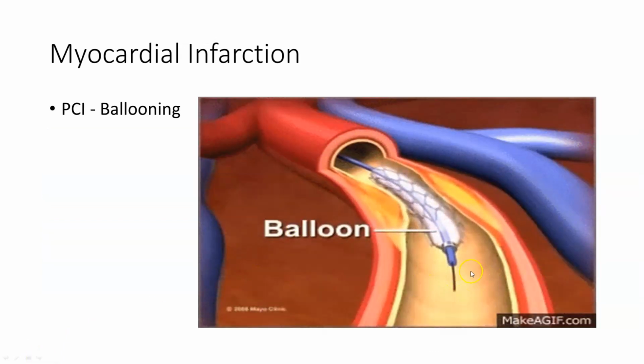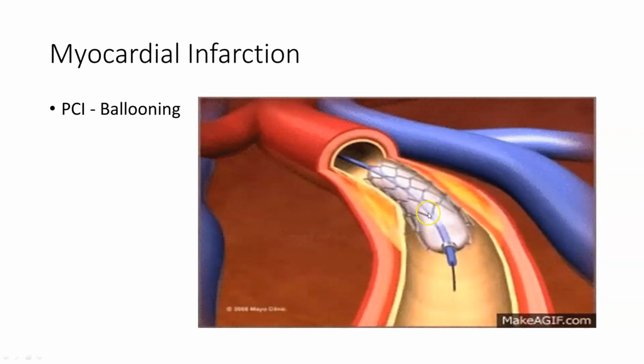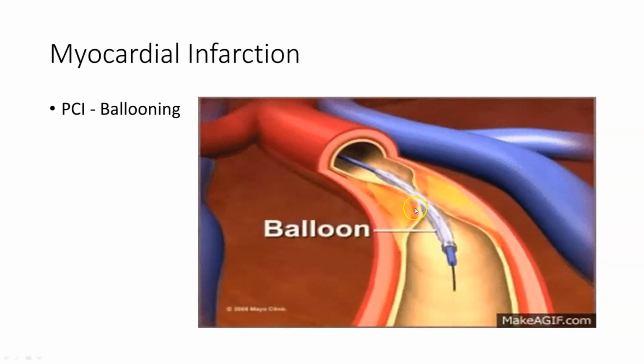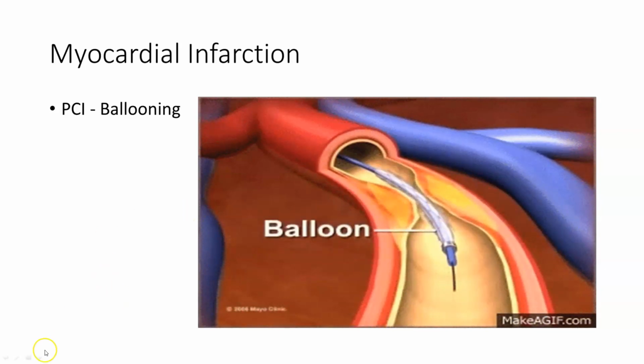So here is what happens inside your coronary artery. You see this balloon inflating, it's pushing the stent out, and then that stent is going to stay extended, and then we'll deflate the balloon and pull the balloon back.